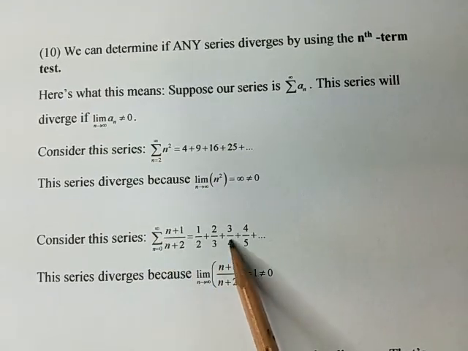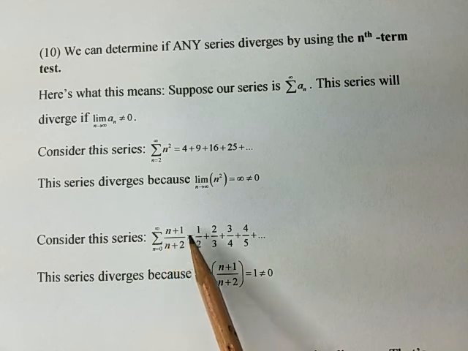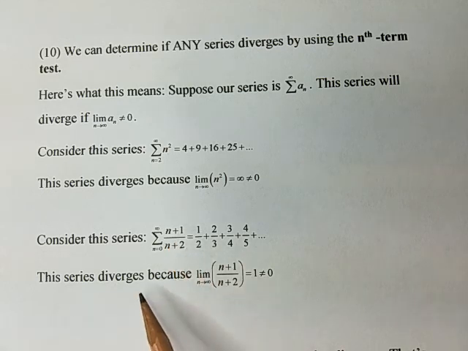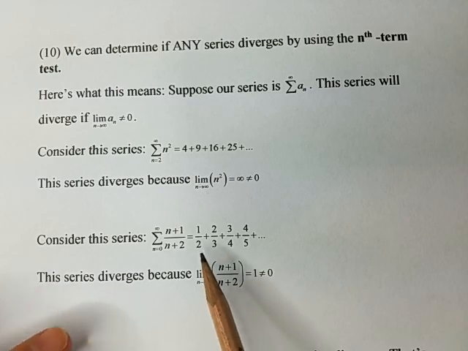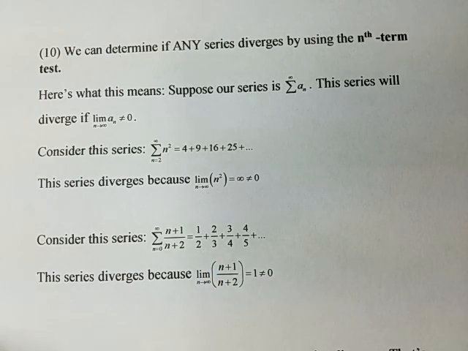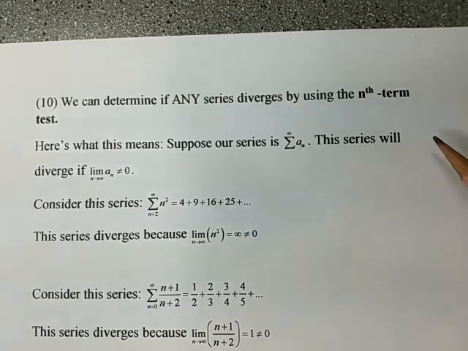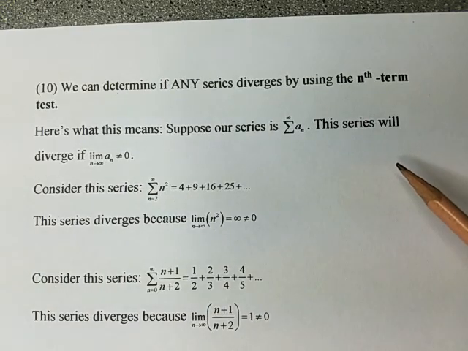Let's look at another one. You see this one? A half plus 2/3 plus 3/4. It's n over n plus 1, or in general, n plus 1 over n plus 2. Let's try that limit. What's the limit as n goes to infinity of n plus 1 over n plus 2? It's 1, and 1's not 0. So that series diverges also. Okay, so that's all the nth term test says. I can tell you more about it though.